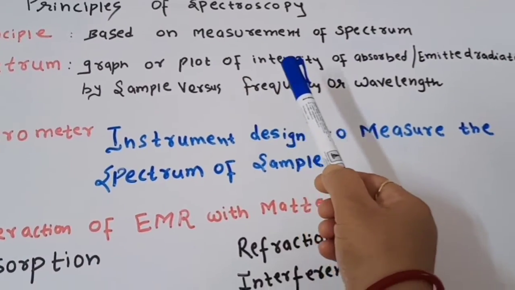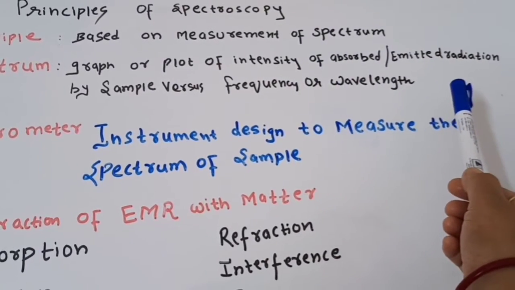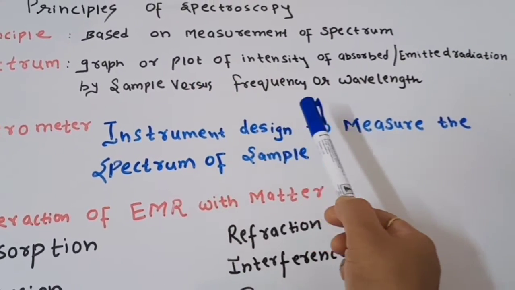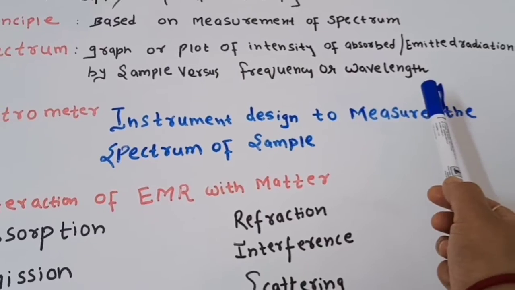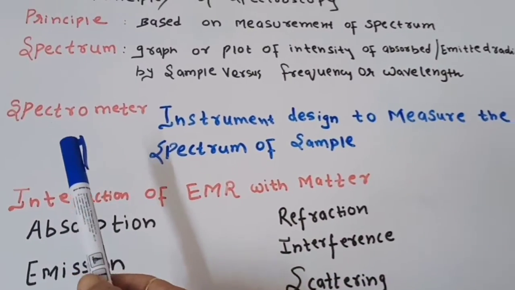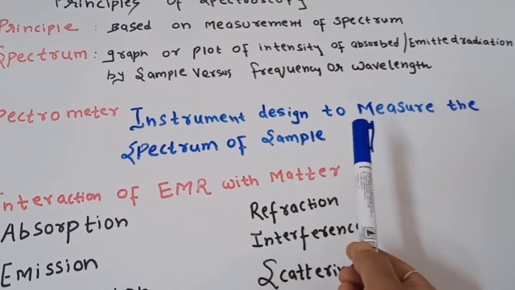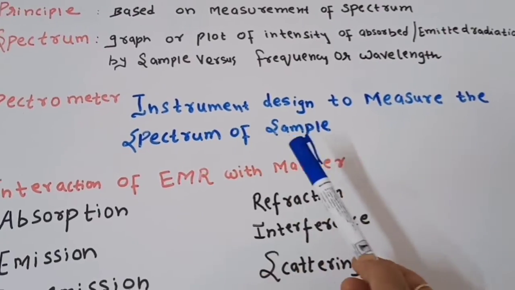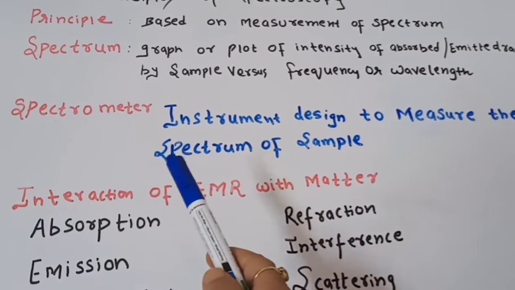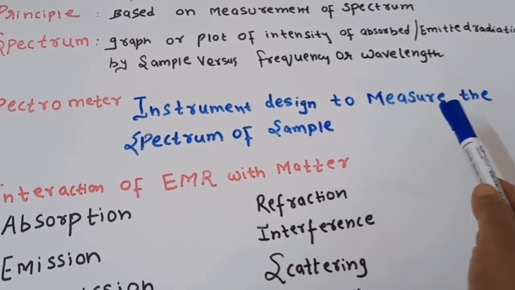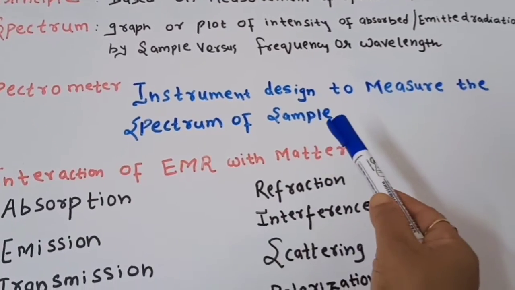It is the intensity of absorbed or emitted radiation of the sample versus the frequency or the wavelength. Then what is a spectrometer? It is an instrument which is designed to measure the spectrum of a sample.